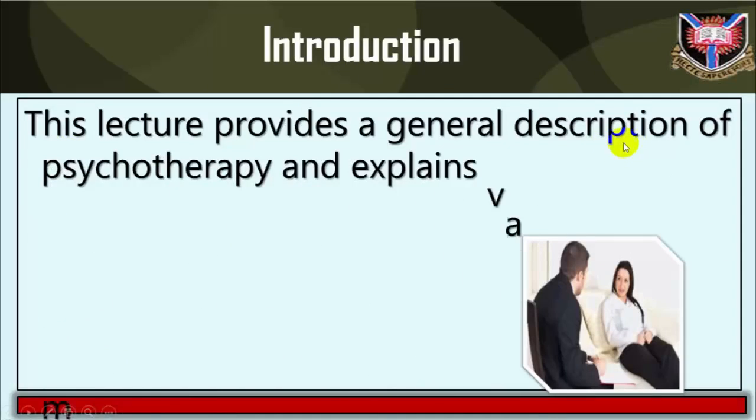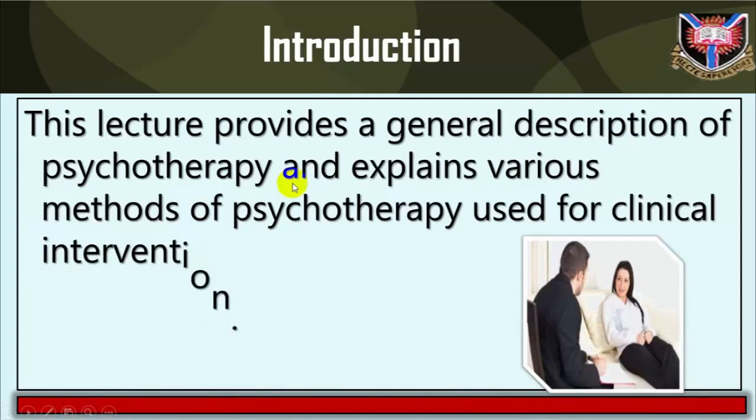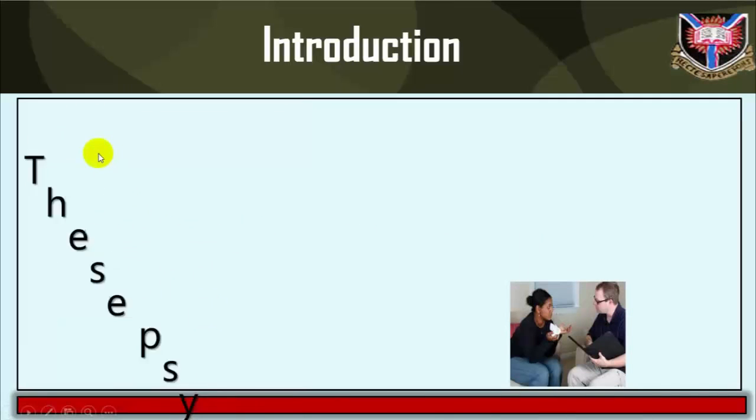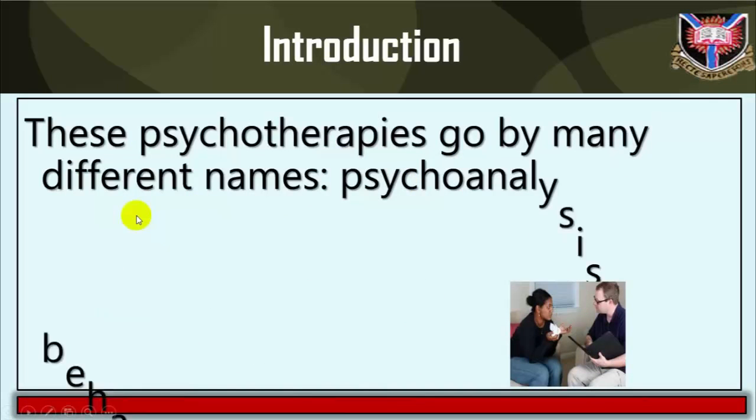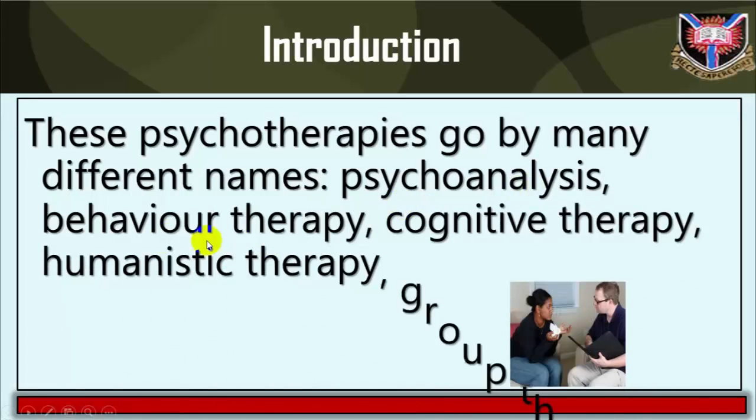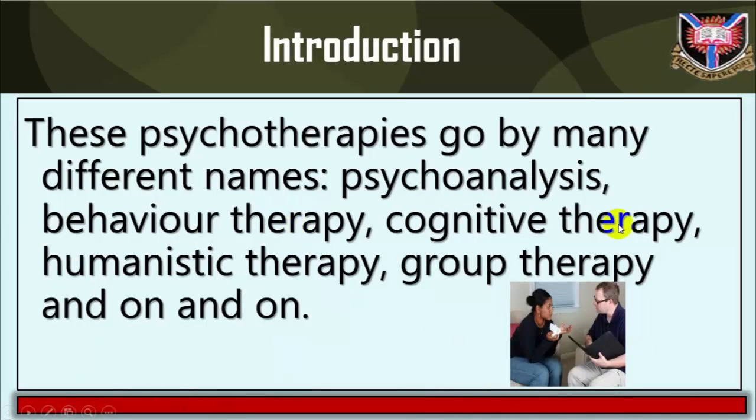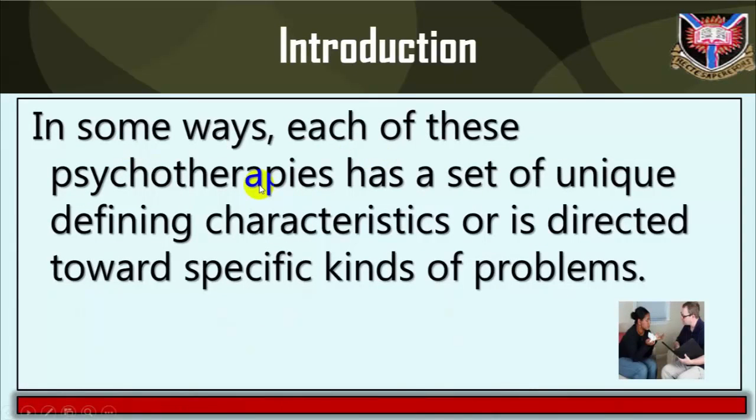This lecture provides a general description of psychotherapy and explains various methods of psychotherapy used for clinical intervention. These psychotherapies go by many different names: psychoanalysis, behavioral therapy, cognitive therapy, humanistic therapy, group therapy, and on and on. In some ways, each of these psychotherapies has a set of unique defining characteristics or is directed towards specific kinds of problems.